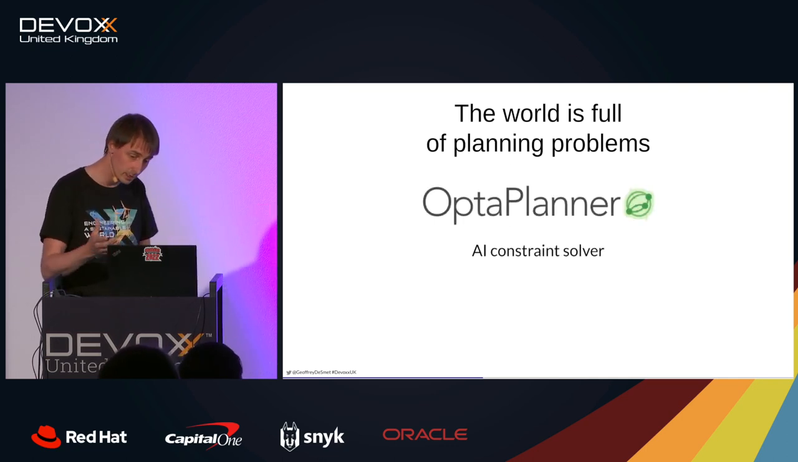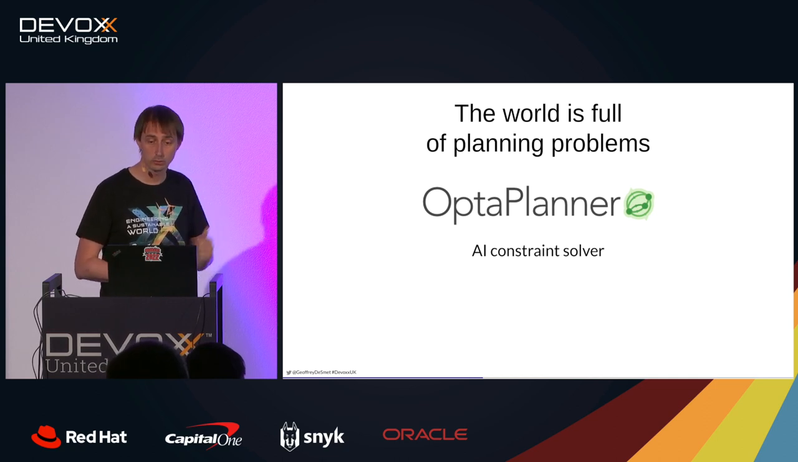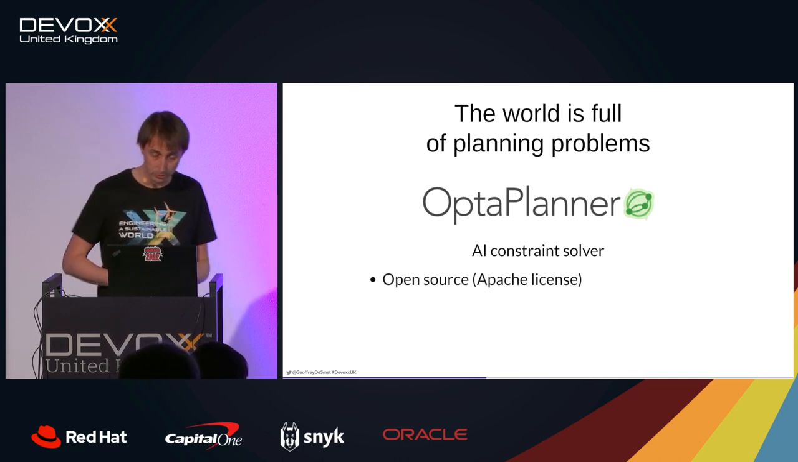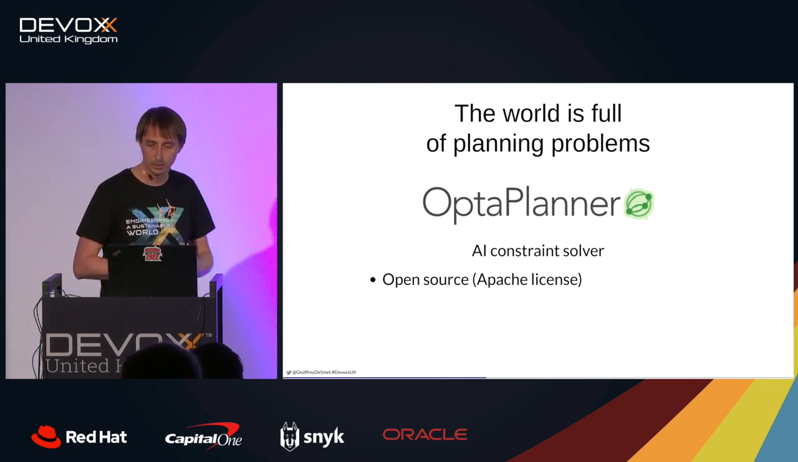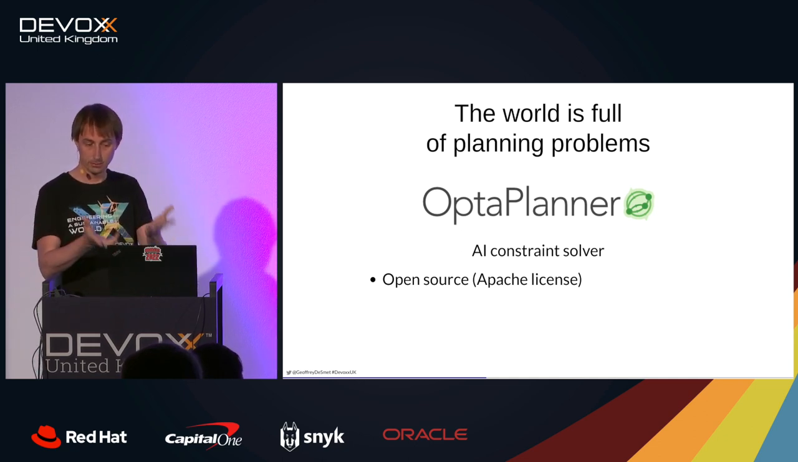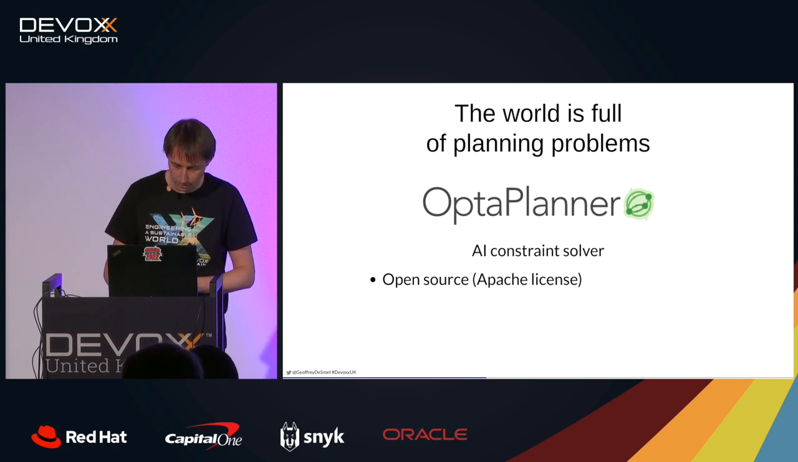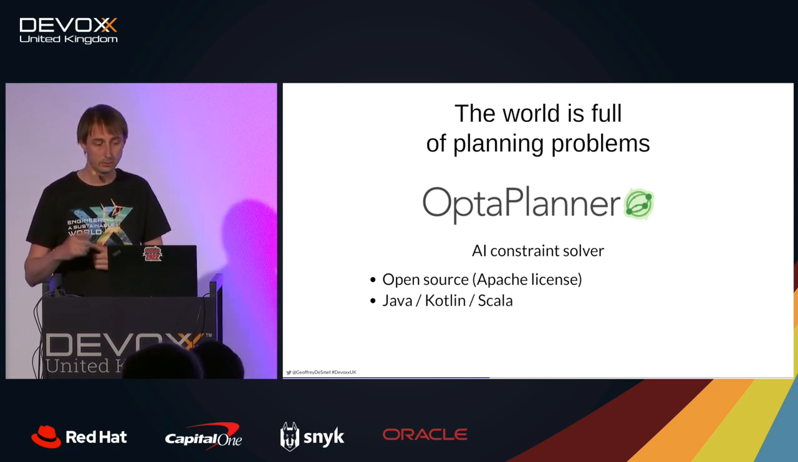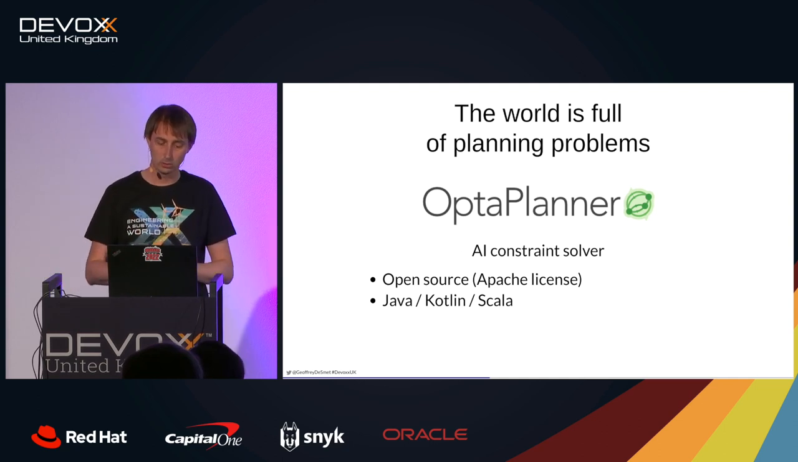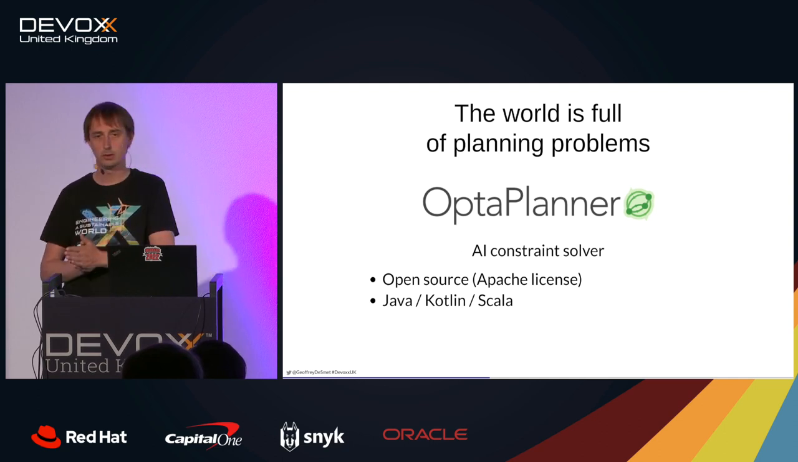And so one solution there is our AI constraint solver, OptaPlanner, which is open source, Apache license. So it's fully open source. It's sponsored by Red Hat, by the way. And so you can just use it, and many people do. You can use it from Java, but you can also use it from Kotlin and Scala. So we have an example in Java and in Kotlin. We have Scala users out there. We don't have an example out of the box.